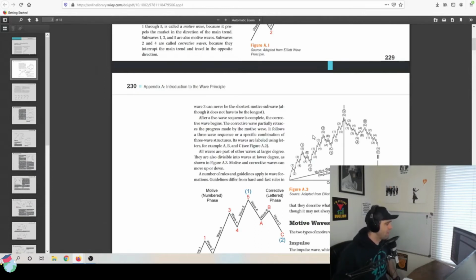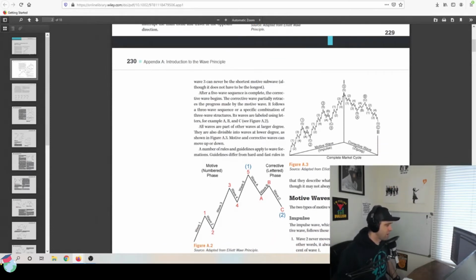A number of rules and guidelines apply to wave formations. Guidelines differ from hard and fast rules in that they describe what is most likely to occur, even though it may not always occur. I talk about that a lot on my channel as well, you guys. I'm very much into probable plays. It doesn't mean that they always have to happen, but there is a certain set of plays that I like to go heavier on, and having said that, they don't always have to happen, right?